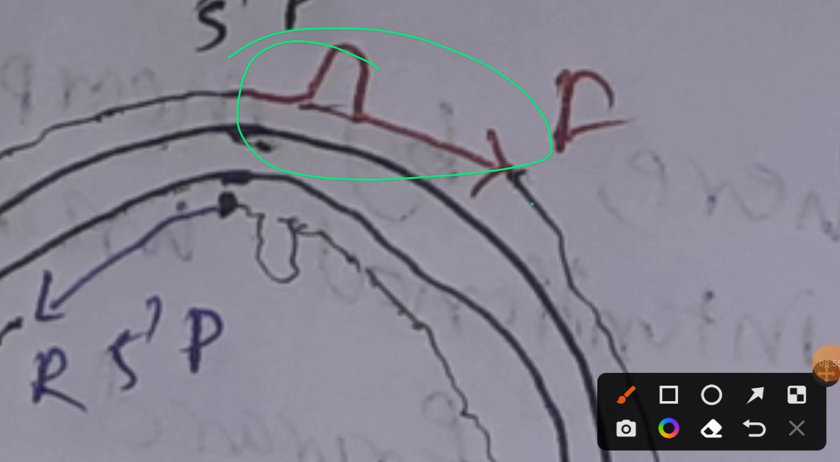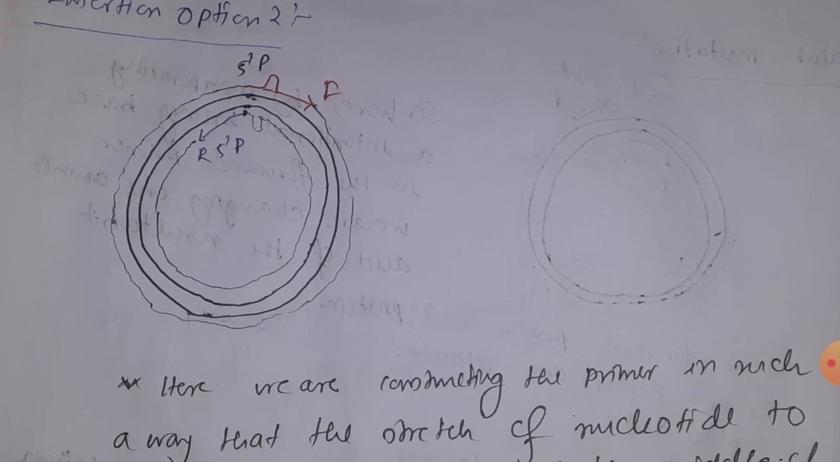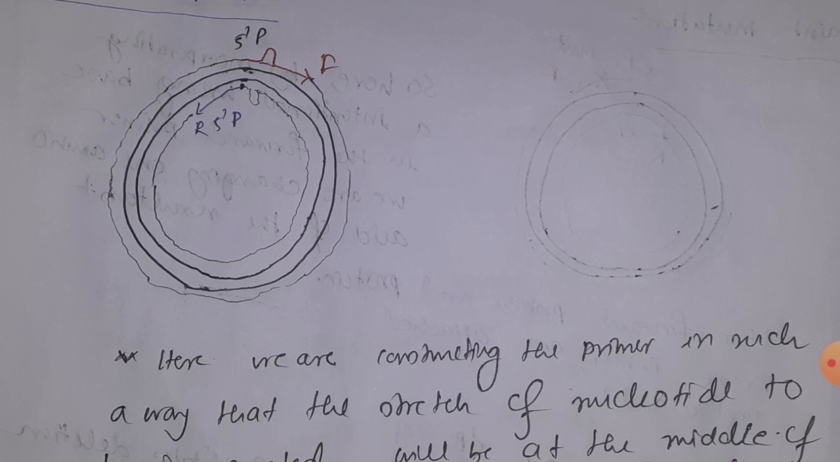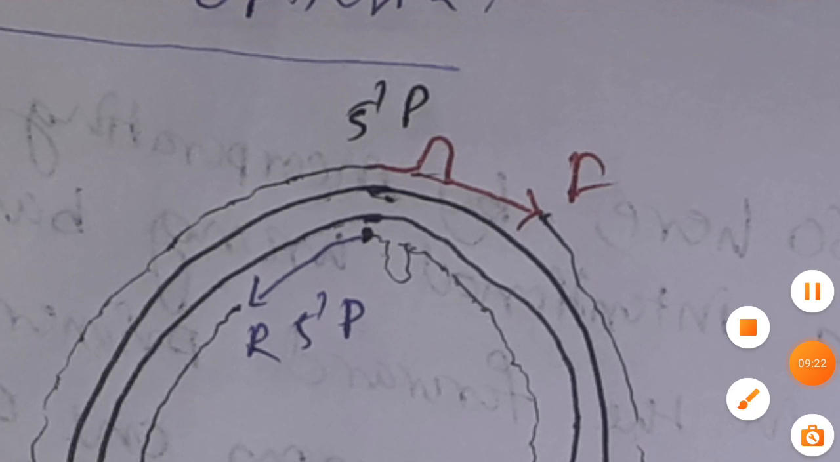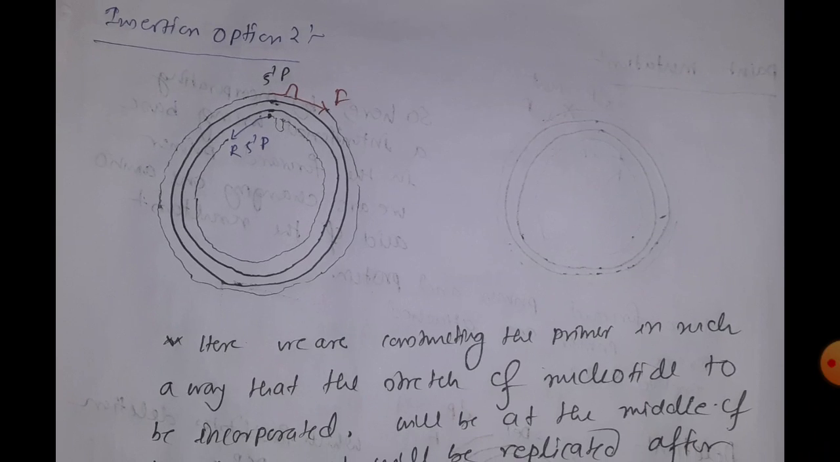Okay, so here we are constructing the primer in such a way that the extra part will be at the middle. As a result, they will form a loop like structure, because they will not get any complementarity with the template. And we have also incorporated the reverse primer. Then after PCR we will get that extra part of the DNA as a replicated product. Okay, so this was insertion option 2.